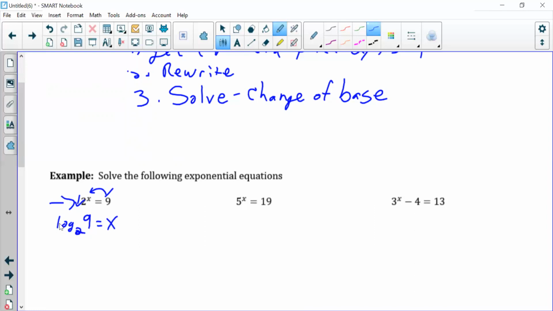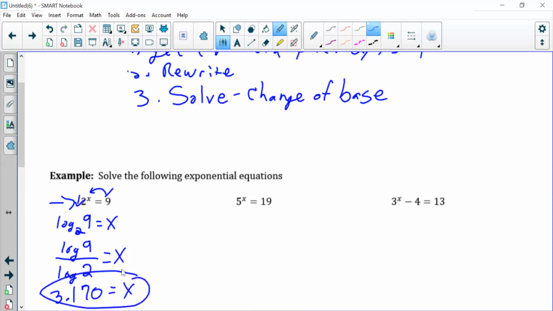All right, once again, I can't solve this, so I'm going to rewrite it as a log of the tall over the log of the small. So log of 9 over the log of 2, log of tall over log of small, equals x, and then I can plug that into my calculator. So the log of 9, close parentheses, divided by the log of 2, close parentheses, equals 3.170 equals x.